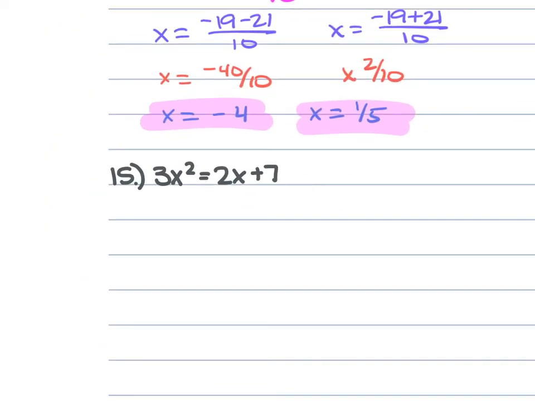For 15, we have 3x squared is equal to 2x plus 7. I'm going to move the 2x and the 7 over by subtracting both.